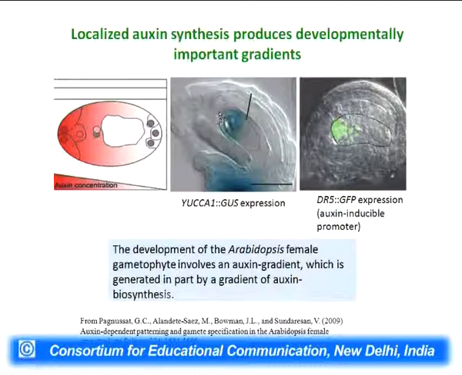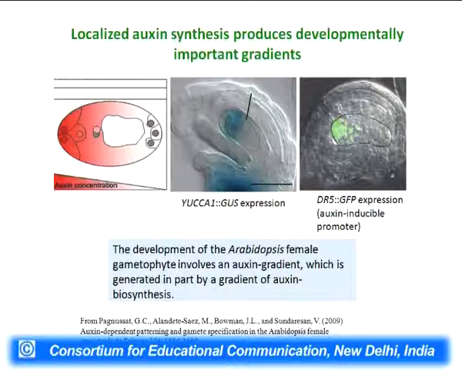In the next slide, you can see a blue color. This is a real picture. This is a developing embryo sac inside a flower, a microscopic picture. In this experiment, what is done here is they have taken a gene. You do not have to really worry about the name of the gene. It is YUCCA1. This gene is required for auxin biosynthesis.